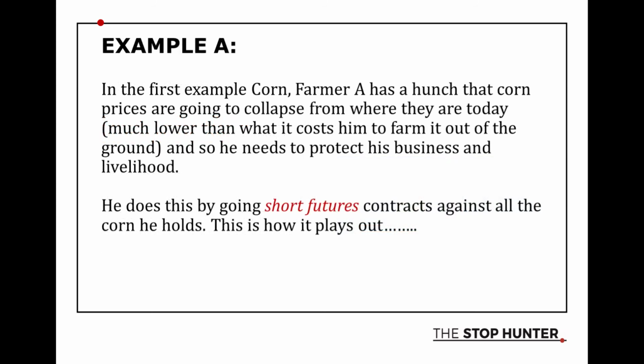So our first example is around a corn farmer, farmer A, and he thinks prices of his corn are going to collapse from where they are today in the future, and it's a concern for him because it's going to go lower than what it cost him to farm the corn out of the ground. So he needs to protect his business and livelihood. What's he going to do? He's going to go short futures contracts against the corn he holds. So how does that play out?